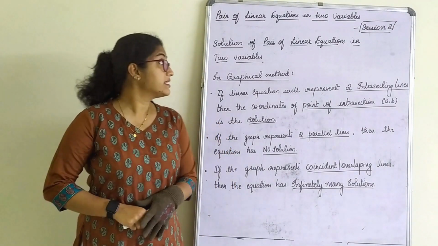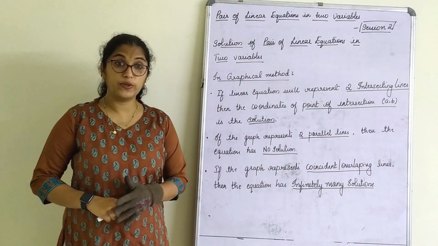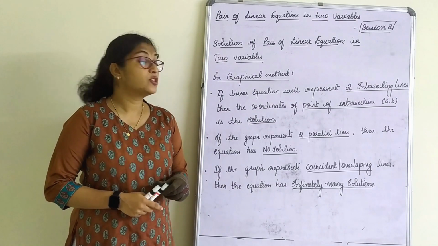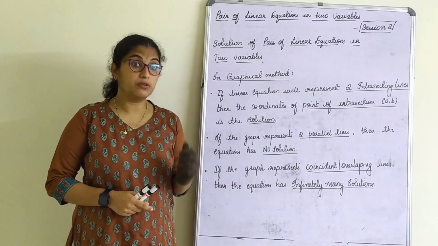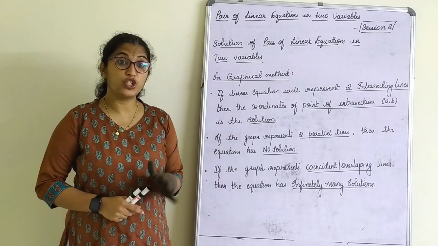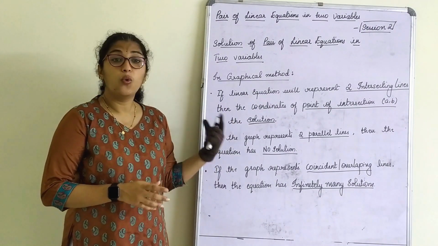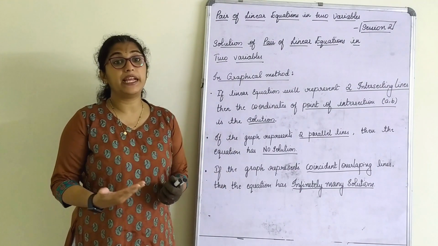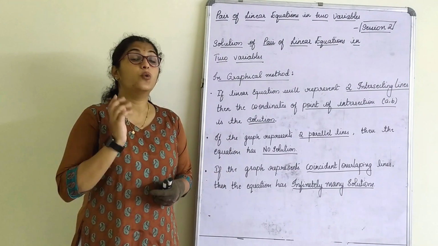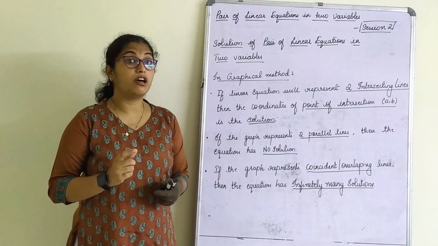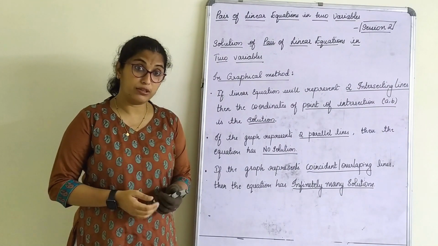Good morning. We will start pair of linear equations in two variables, session 2. In session 1 we understood how to represent this equation graphically. We also represented it in a graph. One I had represented and the remaining two were given for homework, where I had given you all the tabular columns for x and y, how to plot it.